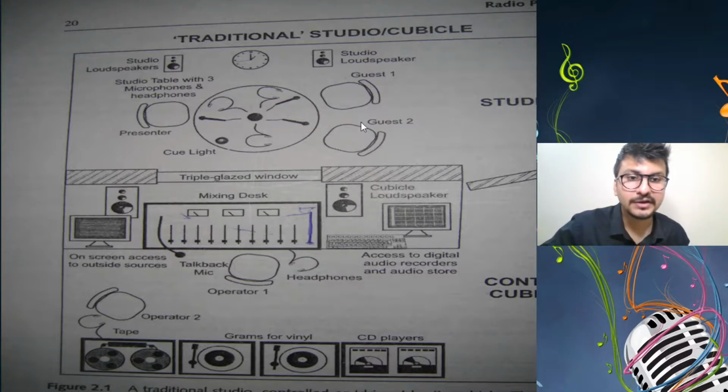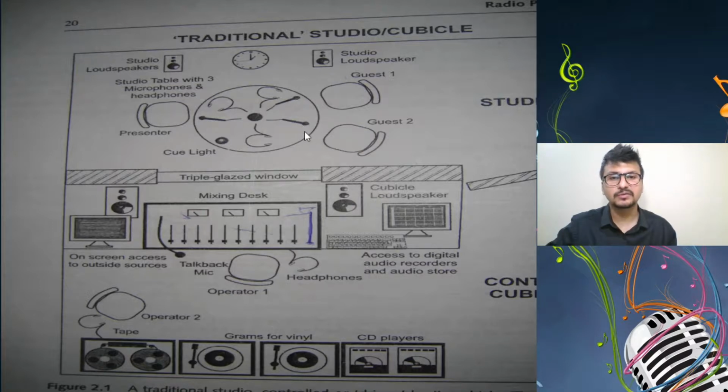There's a guest one and a guest two. Guest one has one mic in front of him, and guest two has another mic. The mics in front of them are unidirectional and catch the audio from one side. This is the cue table, and the presenter is sitting just opposite them with his own personal mic. This is a studio.